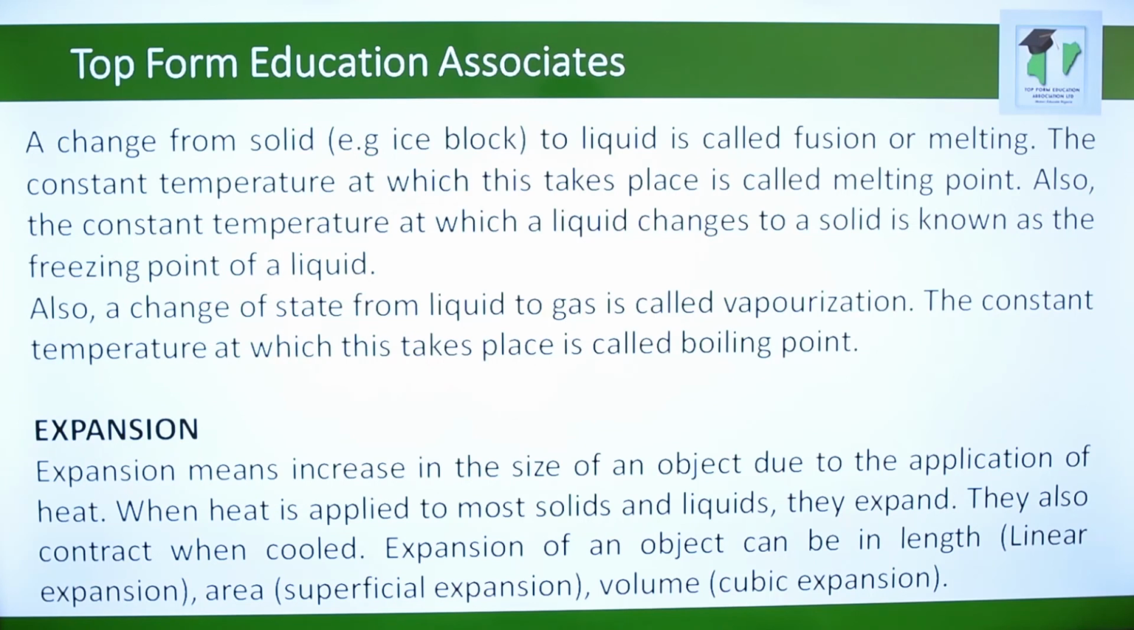So the constant temperature at which this takes place is called the melting point. Take note, the constant temperature. At this particular temperature, when the ice is melting, until the whole ice block in that container melts, the temperature will not change. So we say the constant temperature at which this takes place is called what? Melting point. Also, the constant temperature at which a liquid changes to a solid is known as what? Freezing point of a liquid.